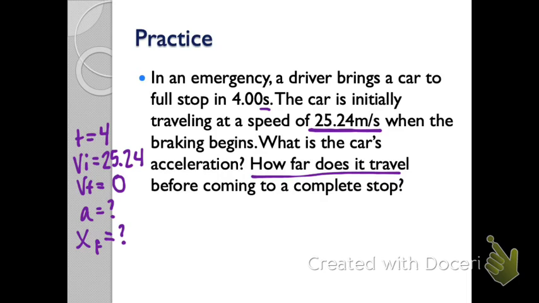Do we want to find x initial or x final? Final, right? I'm going to assume that x initial is 0, because we're looking at the part of our motion from when the braking begins to when it comes to a stop. Those 4 seconds are all we're paying attention to. So we don't care how far the car traveled before that time. All we're looking at is the 4 seconds to the stop. From that position, which we'll call 0, how far did they travel? Does that part make sense?